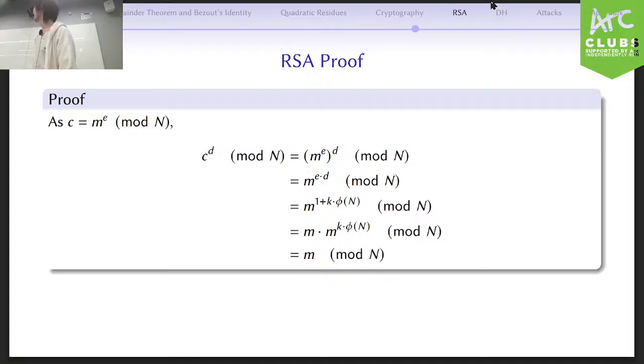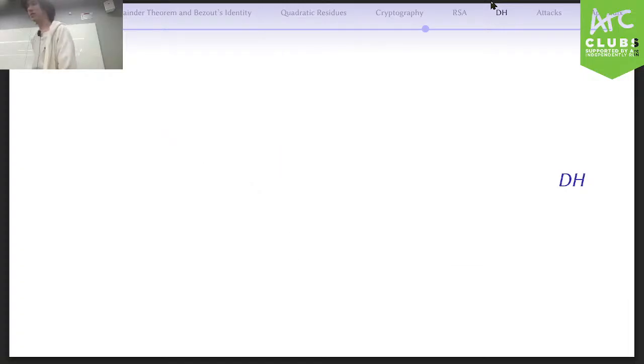Is that all good? Any questions? All right, cool. We're going to move on to a second one, which is Diffie-Hellman. This is a method of key exchange.